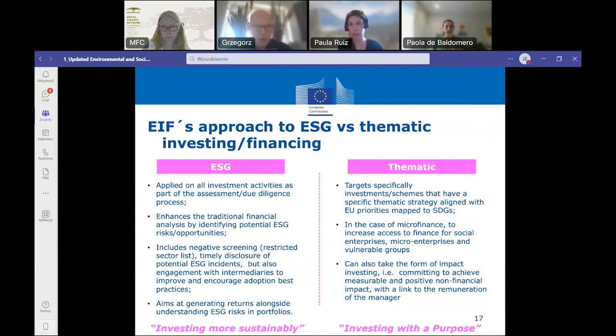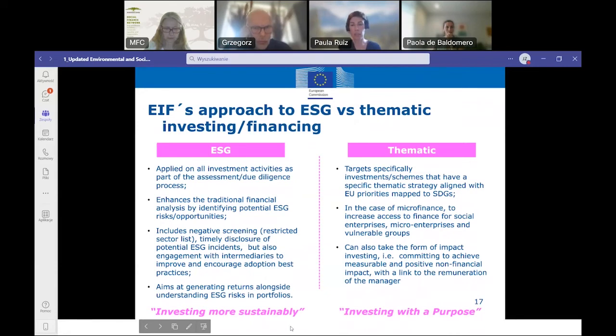So we are targeting investments that have a specific thematic approach that is aligned with EU priorities on top of the SME strategy, for example. As an example, the gender strategy. Under InvestEU, we're trying to incorporate gender KPIs, for example. And these EU priorities have been mapped internally to the Sustainable Development Goals. In case of equity, just to provide you with an example, this can take the form of impact investing. So funds need to commit to achieve a measurable, positive and non-financial impact. And this is linked to the remuneration of the manager, to the carried interest. So the manager will receive a higher remuneration in case they comply with the specific social and environmental KPIs. Next slide, please.